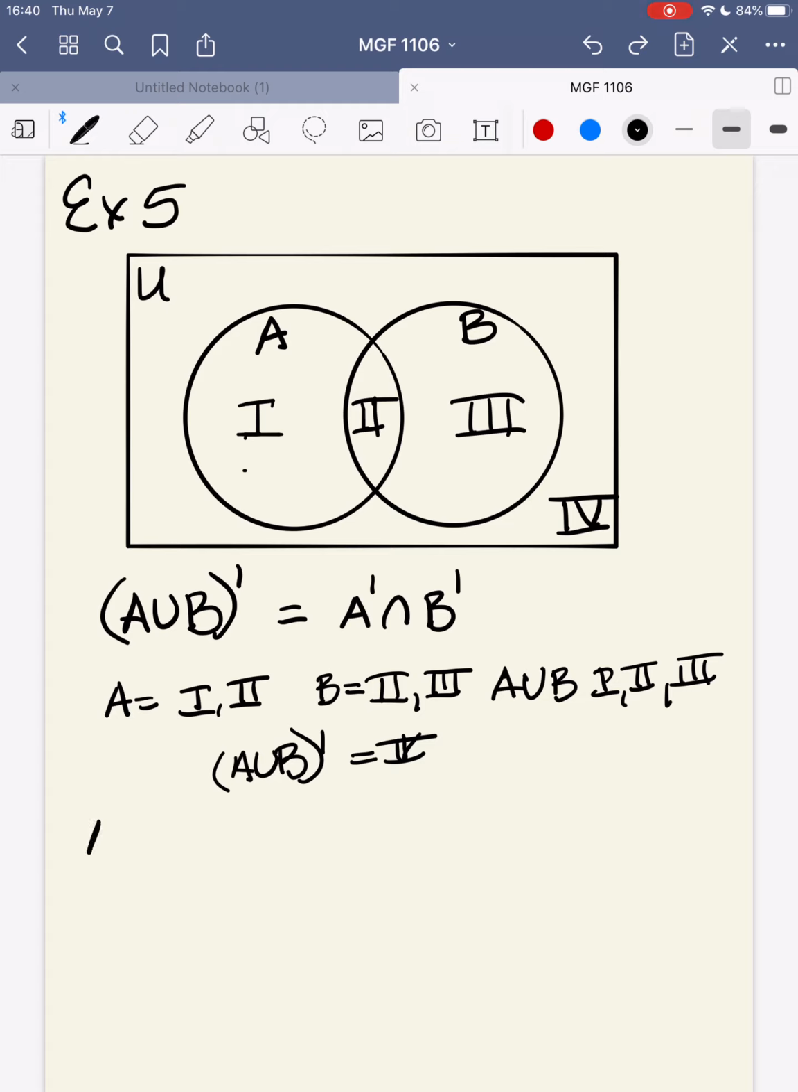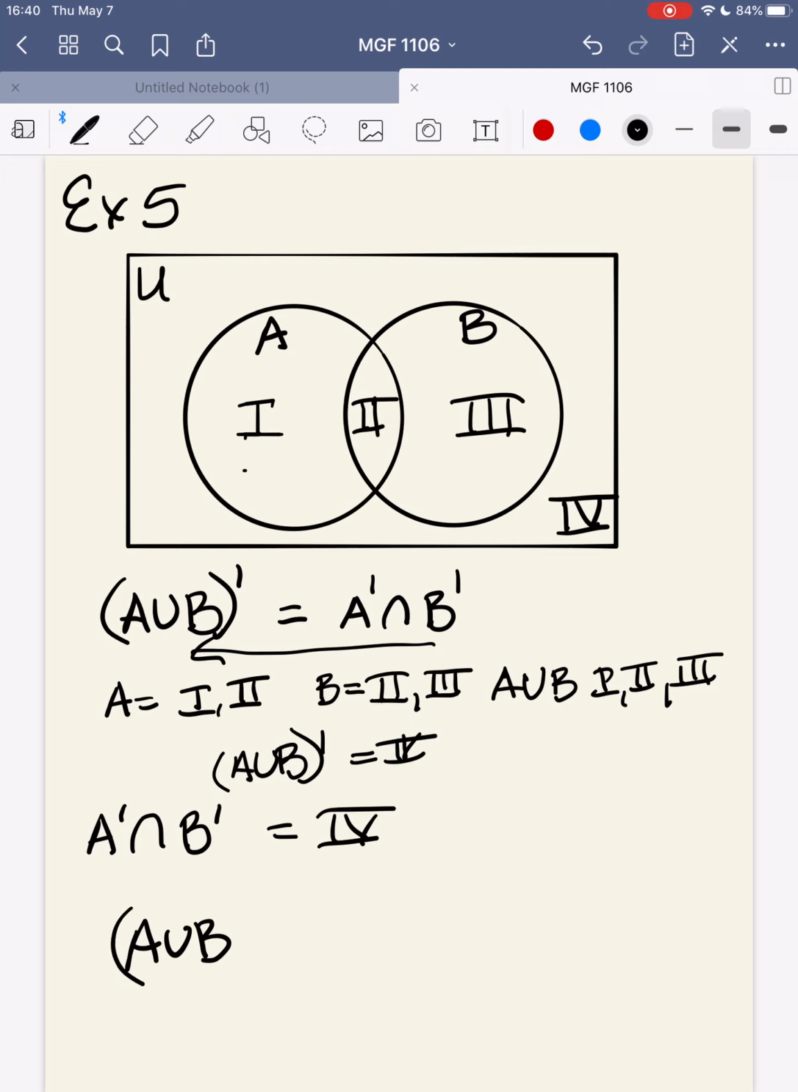Okay. If I want to look at A complement intersect B complement, it is the exact opposite of what we just did. So it's also going to be section 4, because we already did it. Now we're going this direction. Okay, and this helps prove that A union B complement is equal to A complement intersect B complement. And you could figure these out separately, okay?